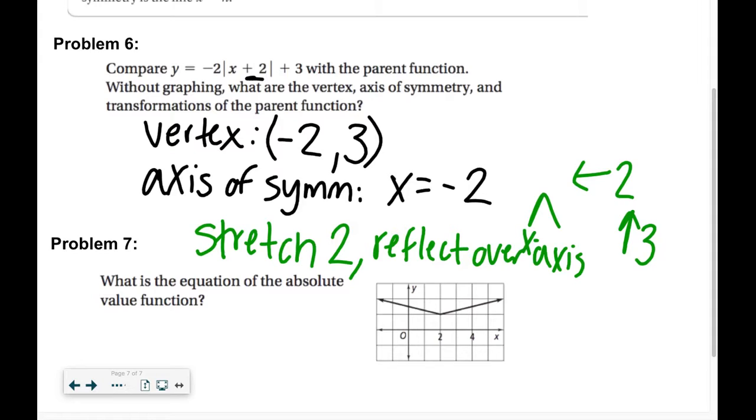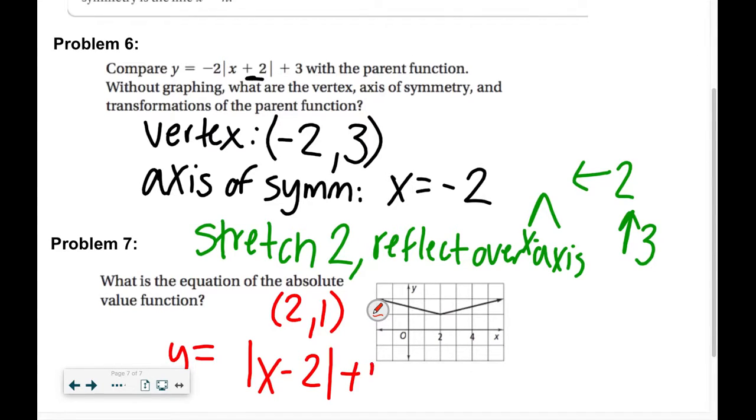2, 1. So I know my vertex is 2, 1. So using that standard form at the top, I know I'm going to have 2 right and 1 up. Y equals maybe something times the absolute value of x. Is it going to be minus 2 or plus 2? Minus 2, good. And then tacked on at the end, is that going to be plus or minus? Plus 1, good. So the only thing I've got to figure out is what my slope is.